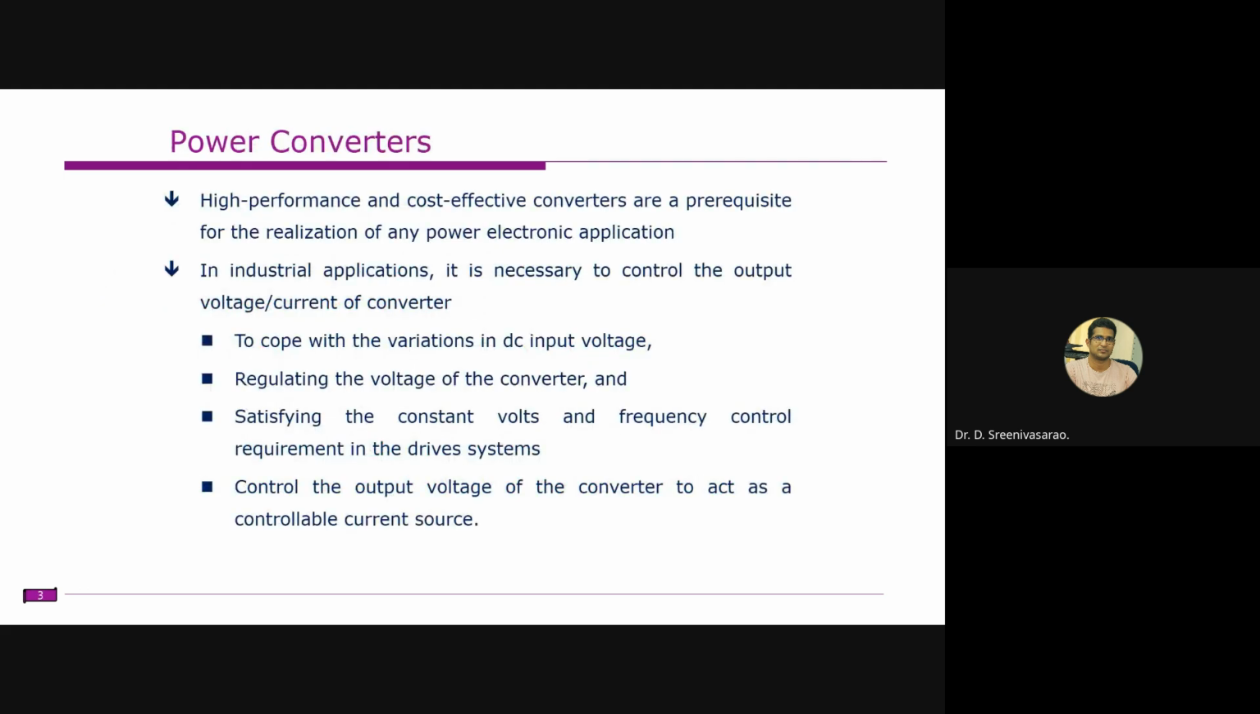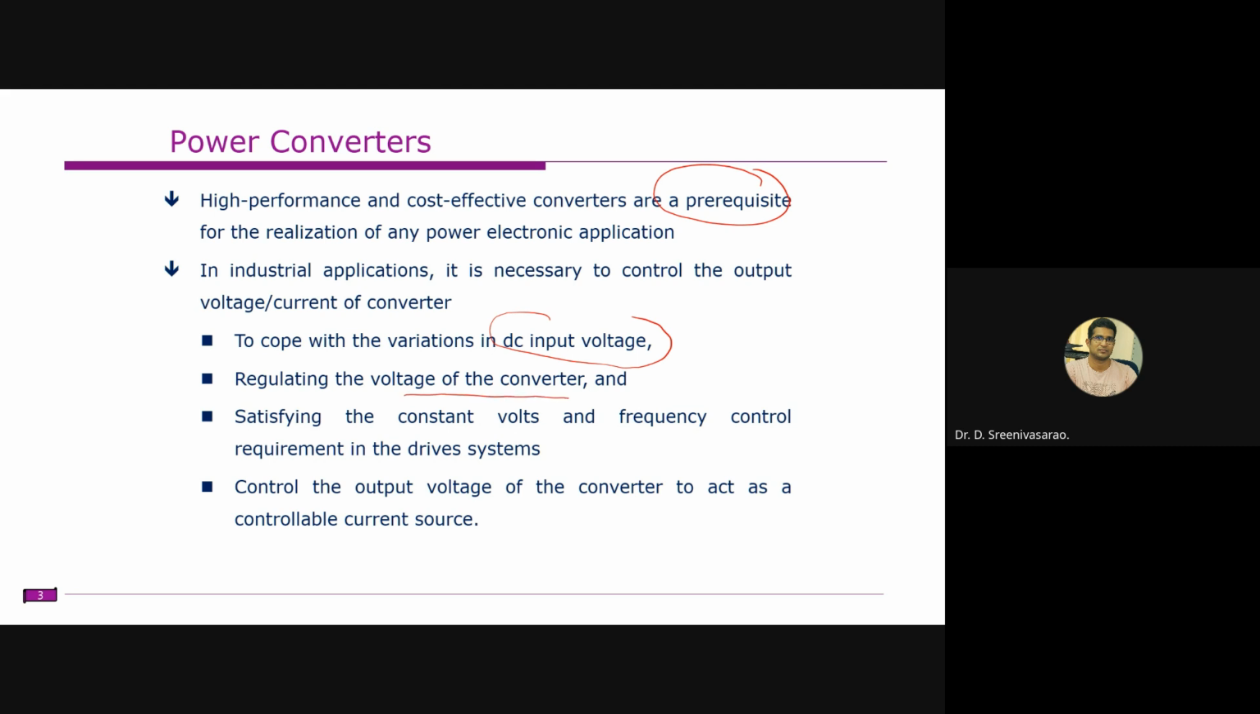So you're aware that power converter is essential for all kinds of applications, especially grid connected applications, motor drives and all. You must require high performance and cost effective converters; it's a prerequisite to realize any power electronic application. In an industry, it is necessary to control the output voltage of the converters. The first thing is to cope with the variations in the DC input voltage. Next is to regulate the output voltage of the converter.